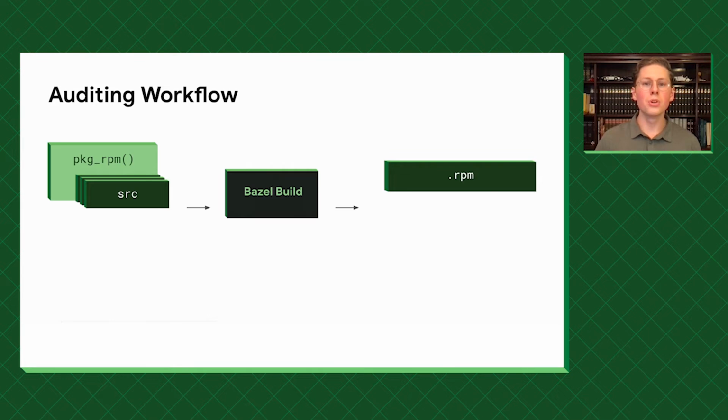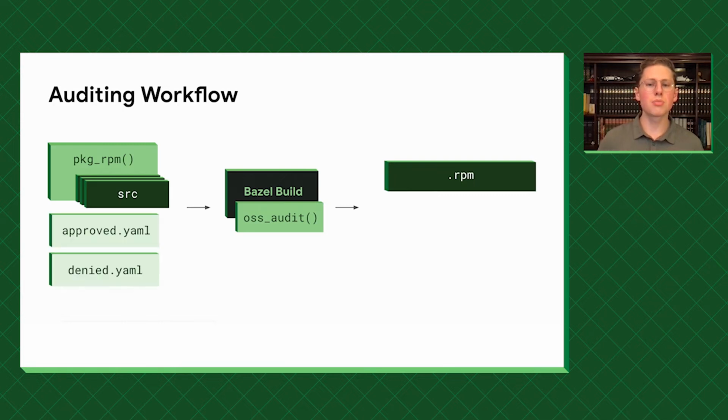But now, with our new solution, all that we need to do is add a new rule called OSS audit into the Bazel build. The OSS audit rule consumes a Bazel aspect that analyzes the dependency graph of a build and collects information about each package. Additionally, it consumes a list of previously approved and denied open source packages, usually determined by a legal or security team, to alert developers when denied packages are being used.